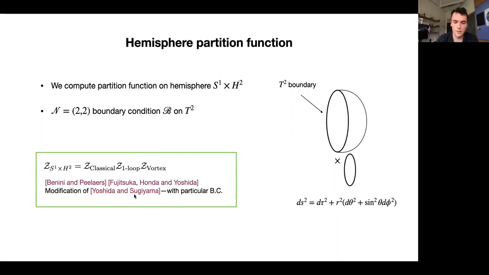But this paper by Yoshida and Sugiyama considers a Neumann boundary condition, and they localize the hemisphere onto the Coulomb branch, and they show that the partition function decomposes into some classical, one loop, and contributions from vortices in the theory. We're going to slightly modify that prescription to a different boundary condition, and in general, again, we expect that we receive some classical contributions, one loop, and some vortex contributions. And it would be interesting to derive that expectation using some Higgs branch localization scheme on the hemisphere, which, as far as I know, has only been carried out for closed three-manifold partition functions. Okay.